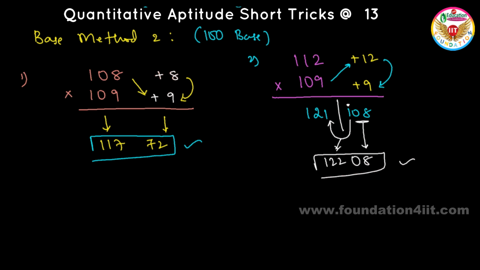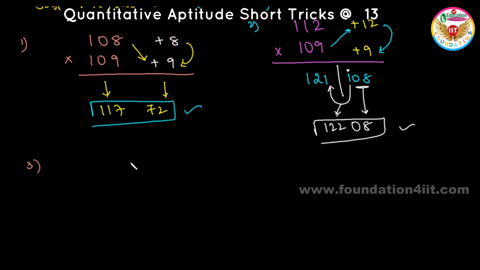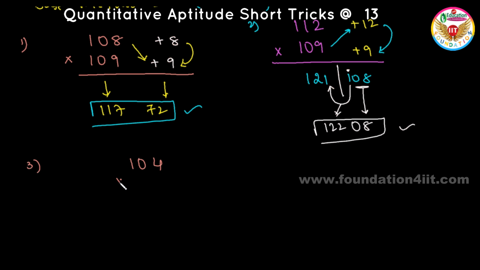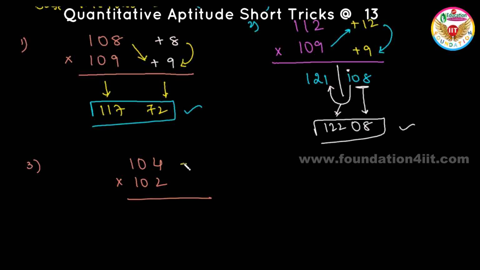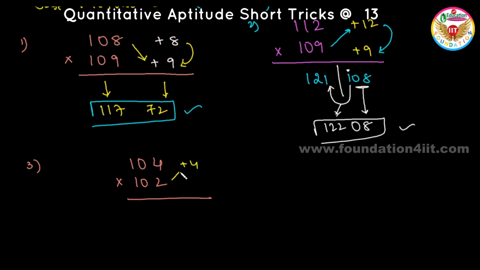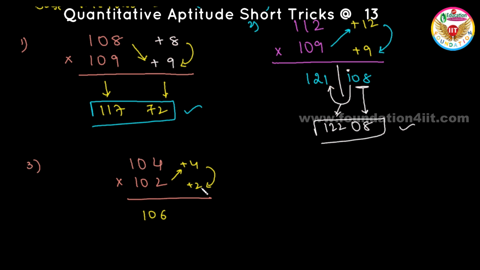Even by observing, by noticing, by practicing, you can get it easily. Now, if you want to multiply 104 with 102, you can guess directly. This is plus 4, right? That means you indirectly add 102 plus 4, which is 106. This is plus 2. You multiply these: 4 into 2 is 8.